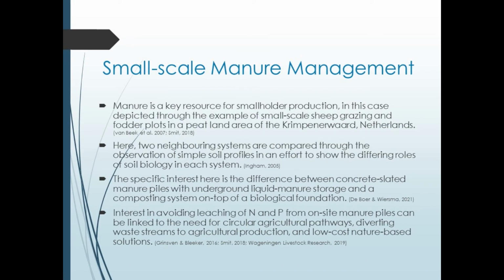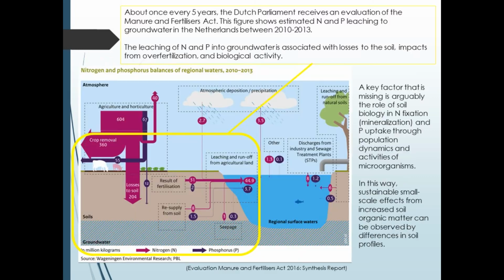Well, I want to be looking at the role of small scale manure management in representing different systems that handle manure in a more conventional sense and in a more alternative sense. So here we have a diagram depicting a typical representation of leaching into the groundwater. And we see that losses to soil are seen as one of the highest contributors to leaching.